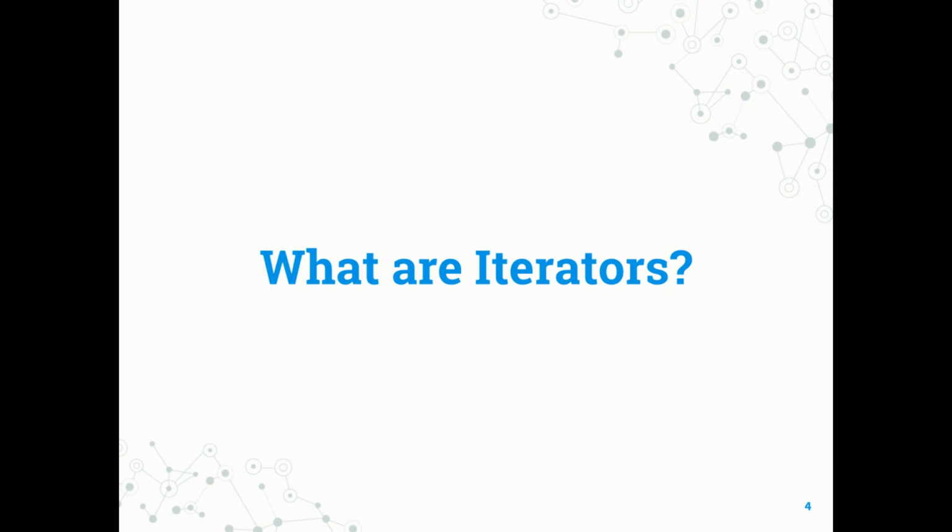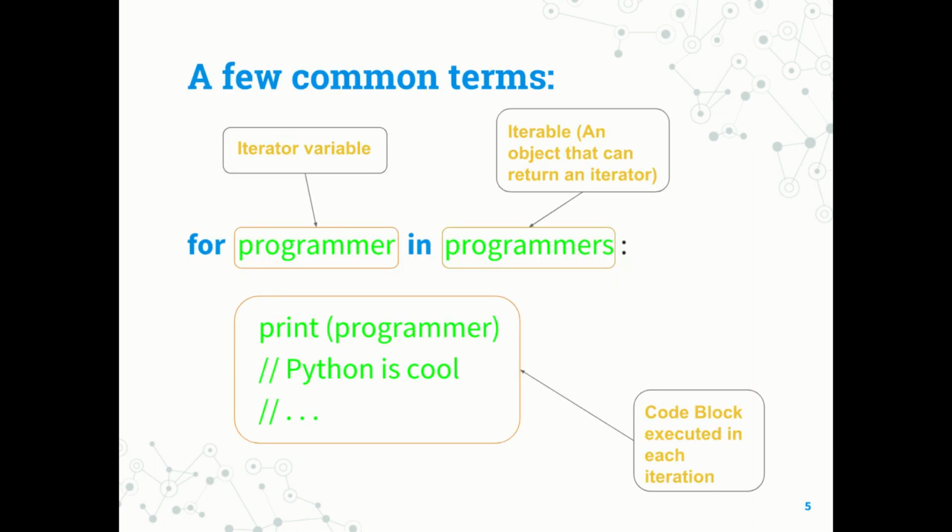Now, before laying out a solid definition for what iterators are, let me highlight a few common terms. You all have worked with basic for loops. So this is called the iterator variable, and it is the one which takes on different values on each iteration. Okay. Next is the iterable, which is an object that can return an iterator, and it is the one which stores the values that the iterator variable takes on in each iteration.